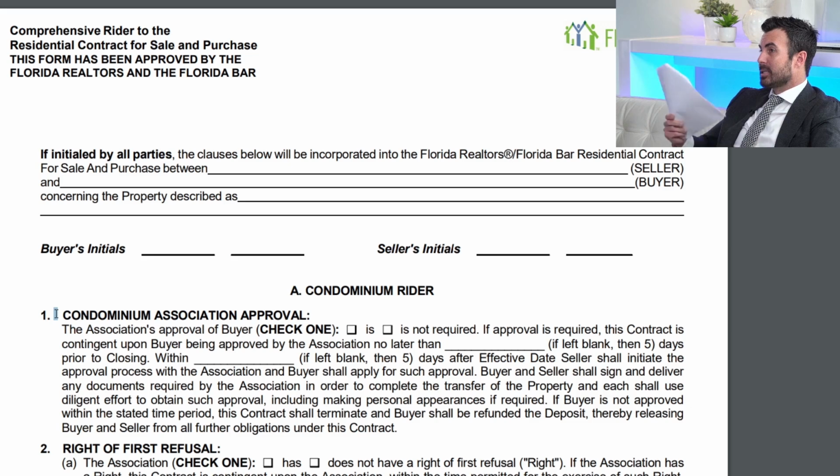Just make sure that the expectation is clear that this condominium rider comes back with the offer that you sent, and that your deal is contingent on you also getting this critical document, okay?